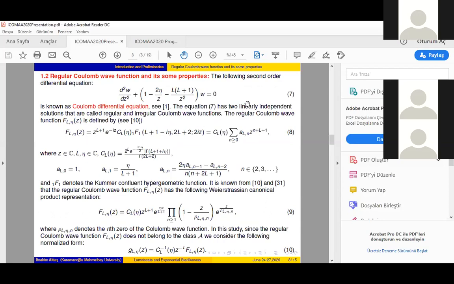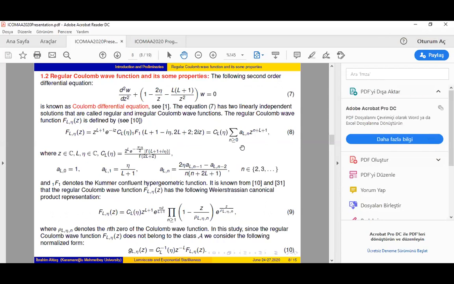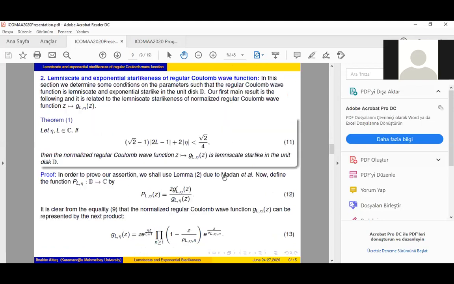Okay. The following second order differential equation is known as the Coulomb differential equation, and it has a series representation like this. By using the Weierstrass-Hadamard product representation, we can write that the function can be written as an infinite product like this. This function does not belong to class A. We consider this form, which is known as the normalized Coulomb wave function. Now I will present my main results.